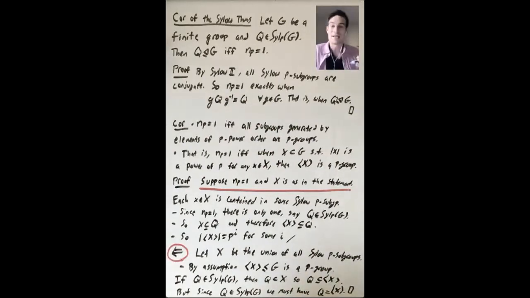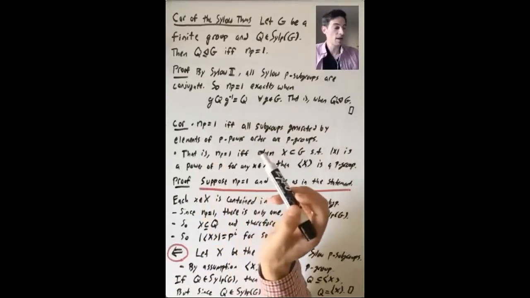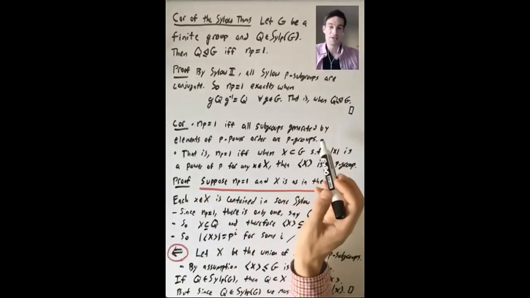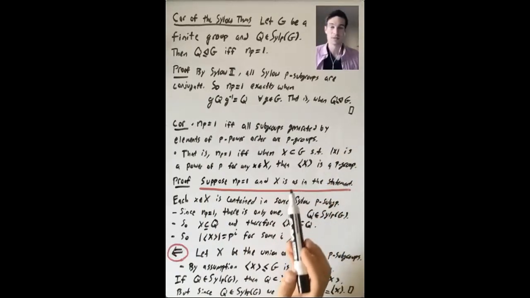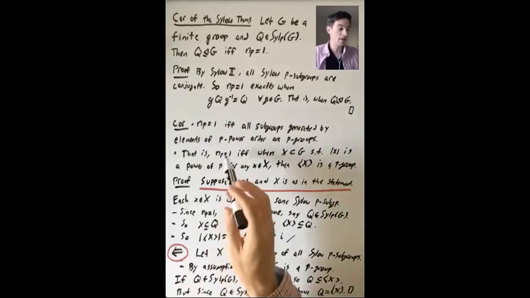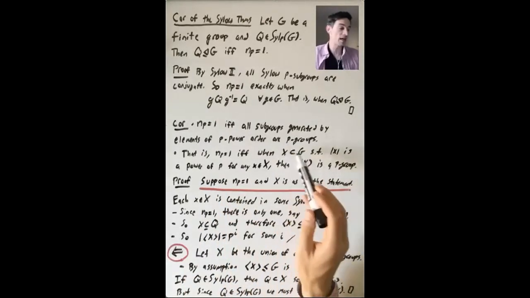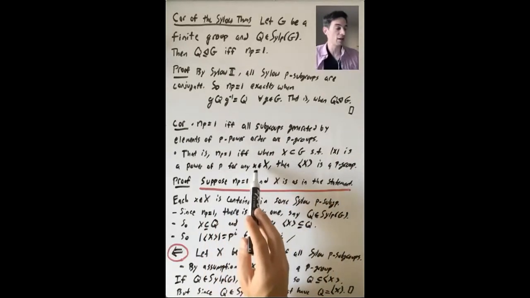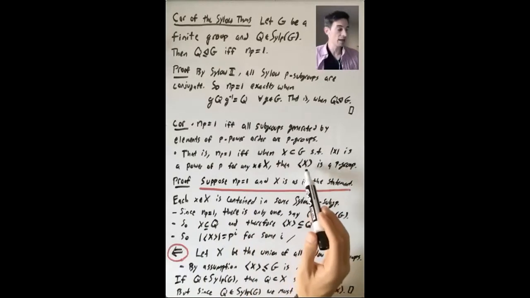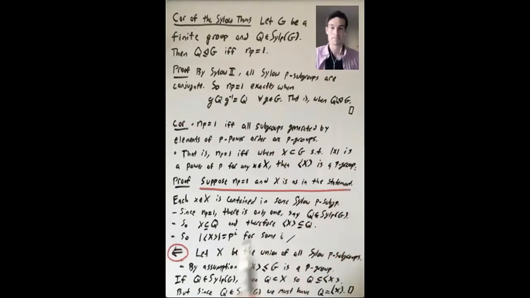But first, let's see another type of application. Same setup as before. G is a finite group. n_p equals 1 if and only if all of the subgroups generated by elements of p-power order are p-groups. So let me say that another way. n_p equals 1 if and only if whenever you have a subset X in G such that the order of any element little x in your set is a power of p, then the subgroup generated by this subset X is a p-group. OK, so we'll prove each direction.